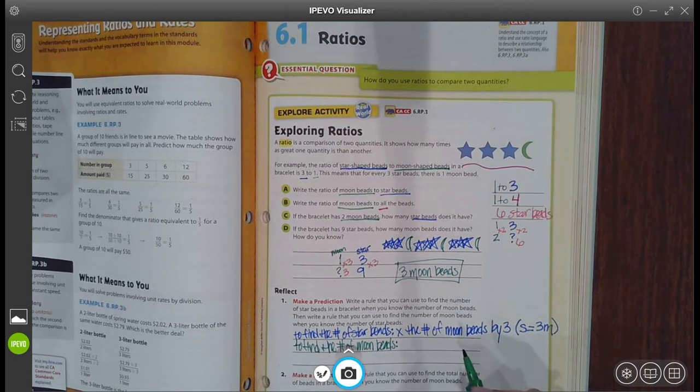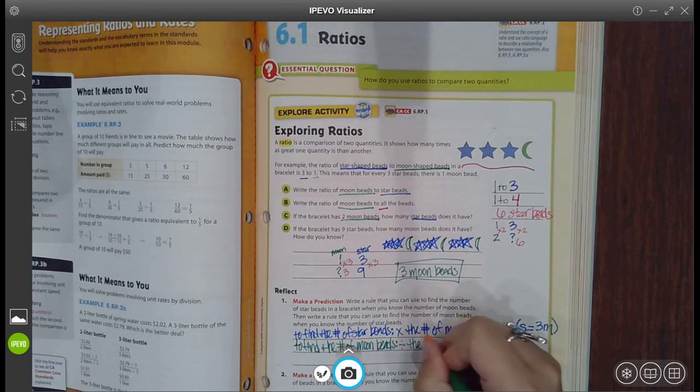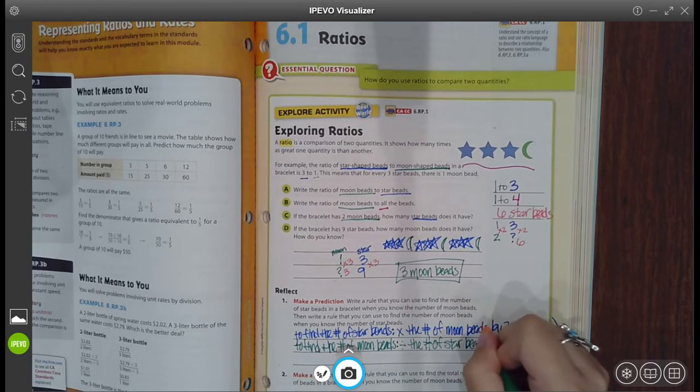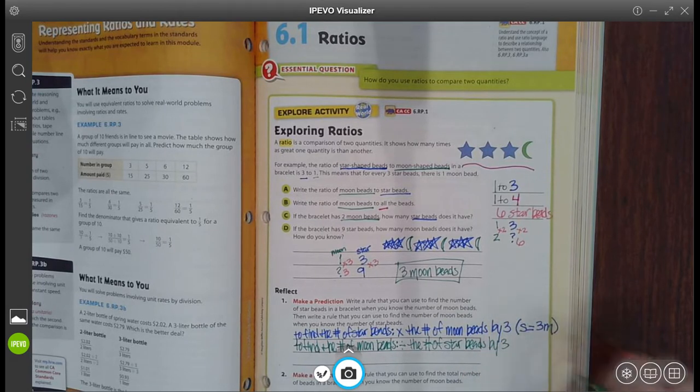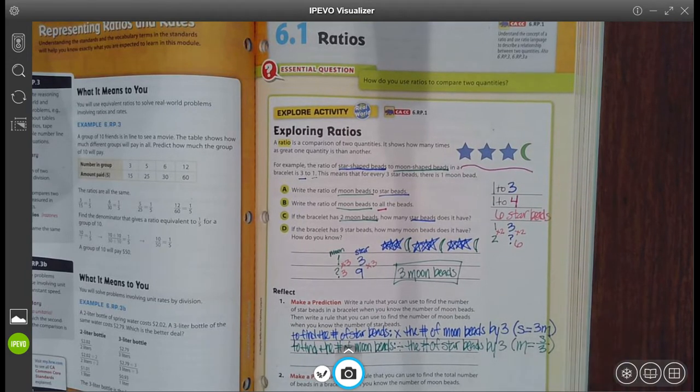Okay, and now that you're back, double check yourself before I give you the answer and see if that rule you came up with works with some of the examples we've already done. Okay, and let's see, did you get that you would divide the number of star beads by 3? So for instance, if you were to write an equation, the number of moon beads is equal to however many star beads you have divided by 3. Let's go ahead and actually test that, okay?